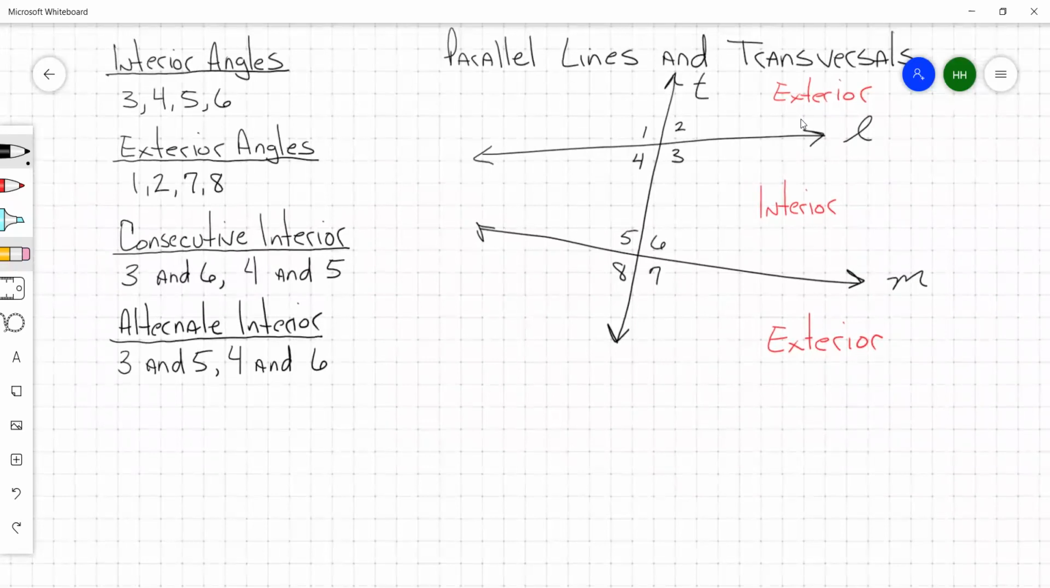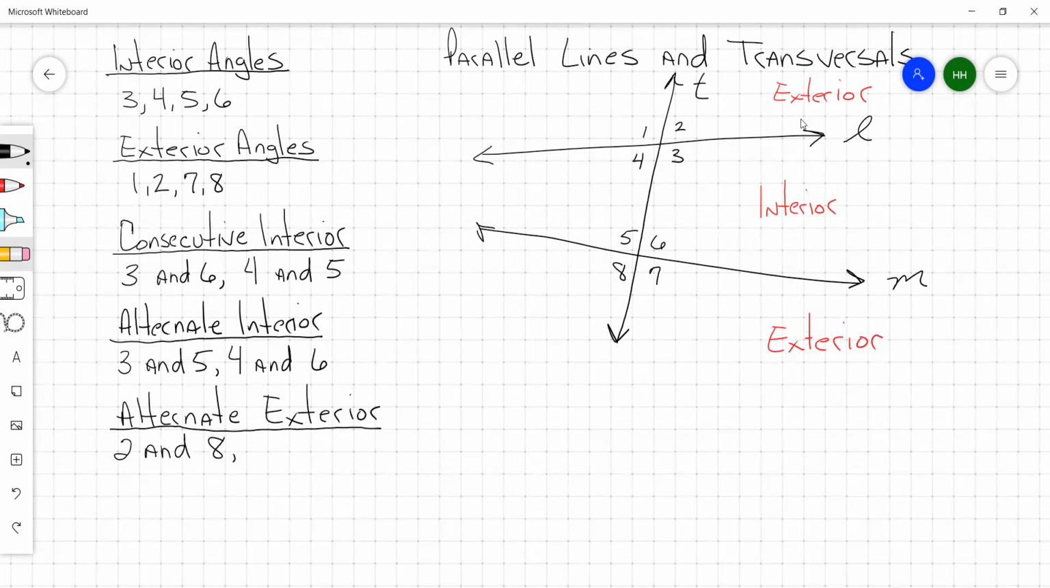Next type of angles, alternate exterior angles. Alternate sides of the transversal, but in the exterior. So that would be 2 and 8. And what's the other pair? 1 and 7.